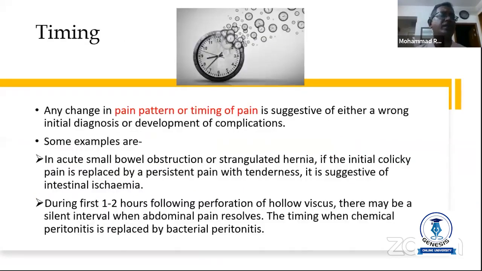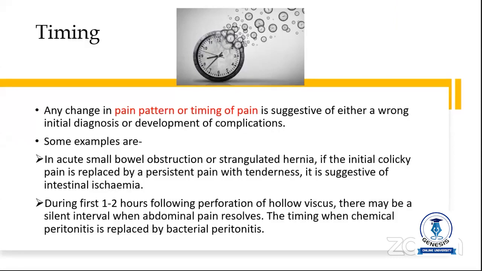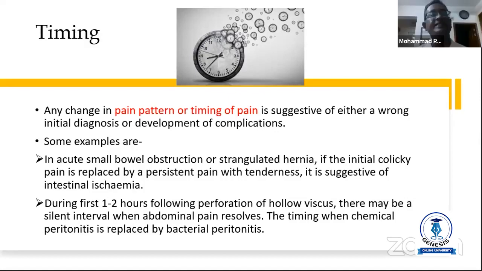So timing is very important. The pain pattern and timing of the pain is very important. Let's check. In acute small bowel obstruction or strangulated hernia, initial colicky pain is replaced by persistent pain with tenderness, suggestive of intestinal ischemia. Initially the patient has colicky pain, but if the obstruction lingers, the patient may have ischemic features, and at this time the patient will have consistent pain.